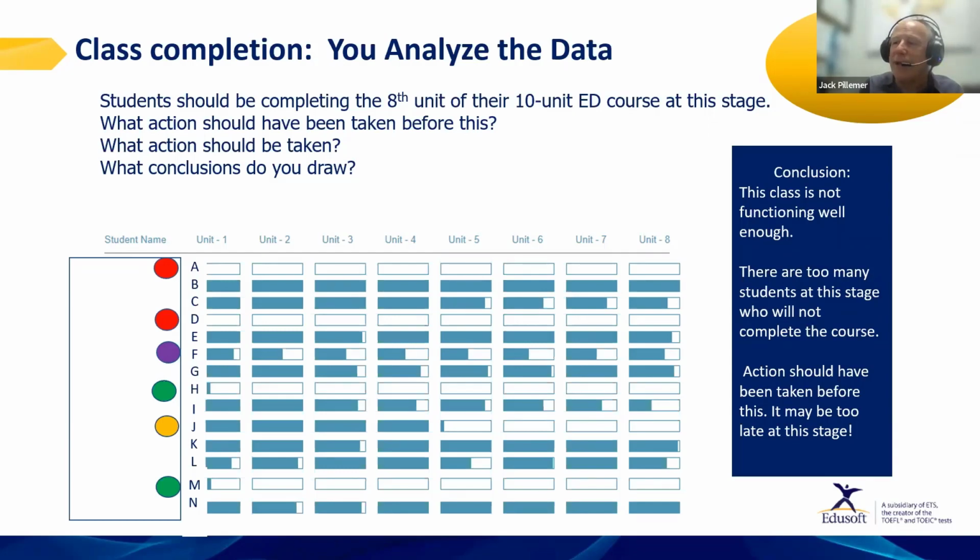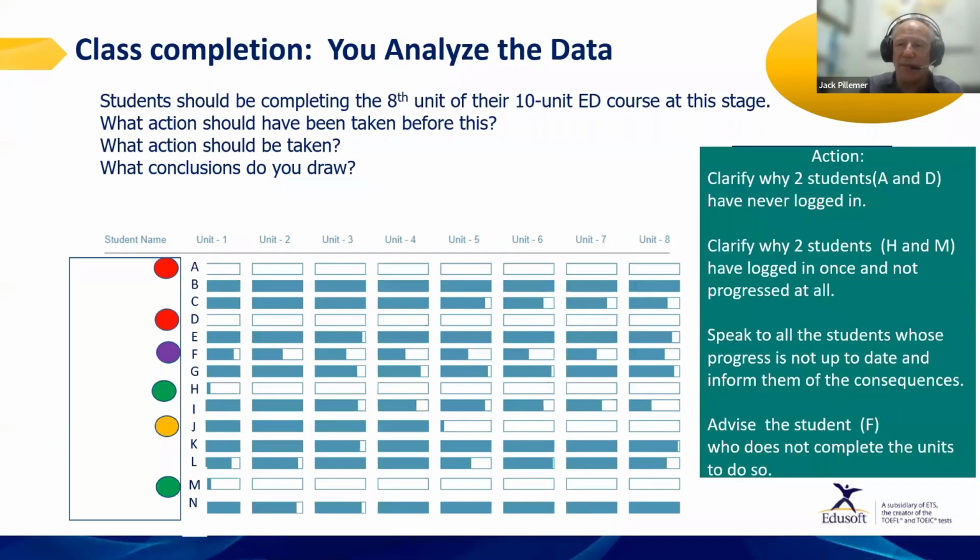Action should have been taken, and it may be too late. So clarify why students A and D have never logged in. As I said, all the reasons that I suggested. Maybe they don't know, maybe they don't care, maybe they're no longer part of the course, maybe the university should know because whatever, I don't know. Clarify why students H and M have logged in once and not progressed at all. That means they know how to, they've got what they should.